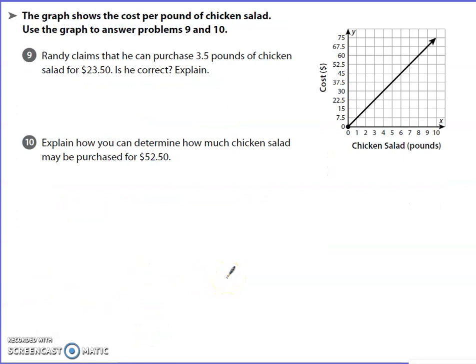Let's keep going. The graph shows the cost per pound of chicken salad. Use the graph to answer the problems. Randy claims that he can purchase 3.5 pounds of chicken salad for $23.50. Is he right? So we're going to go over here to like 3.5. Since you have this paper printed, I would use a ruler if I had one in real life, but I don't.